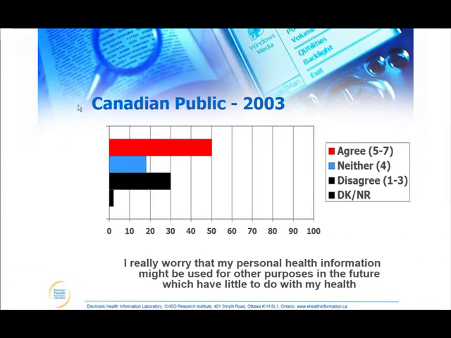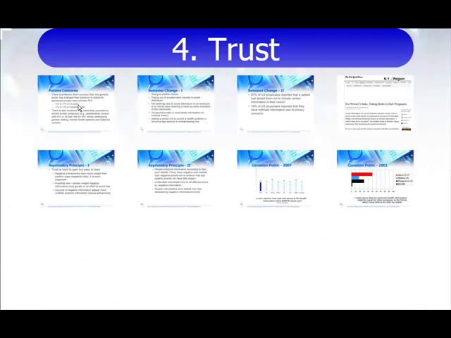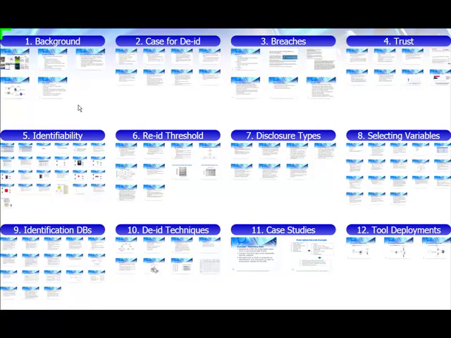This is another survey, with kind of similar results. This was an older one, and I believe it was commissioned by Health Canada. "I really worry that my personal health information might be used for other purposes in the future which have little to do with my health." 50% agreed with that statement. To give you a sense that the public has some concerns, because of all the things we know about changes in behavior and trust, we really have to be aware of this and be very careful so that it doesn't move any further south than where it is right now, because that can have undesirable consequences.